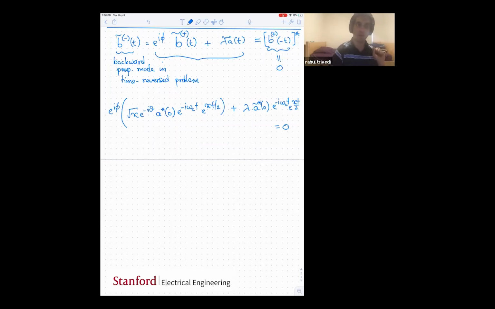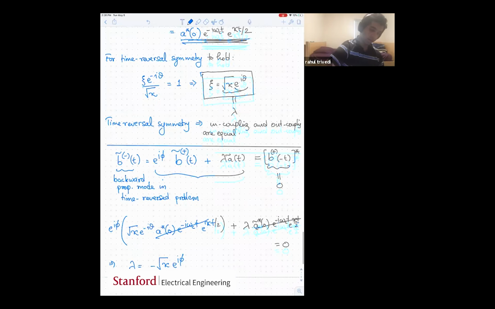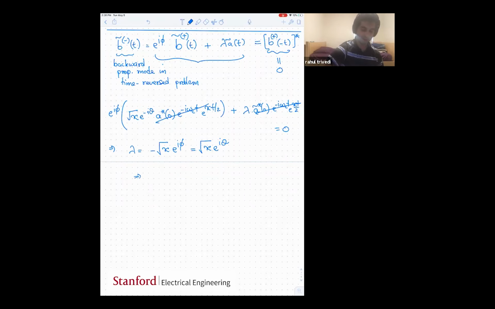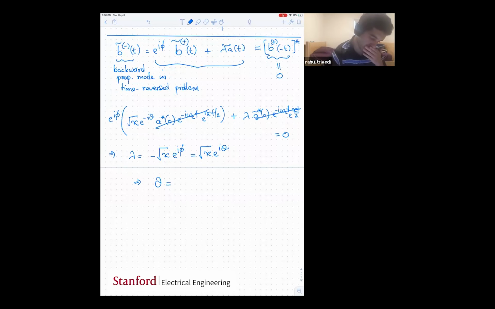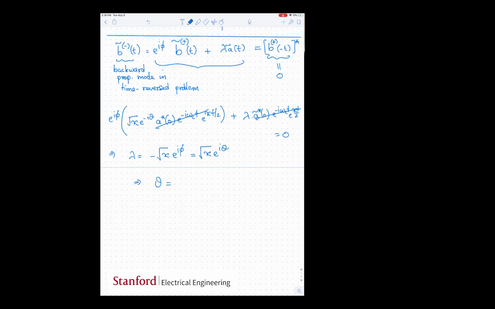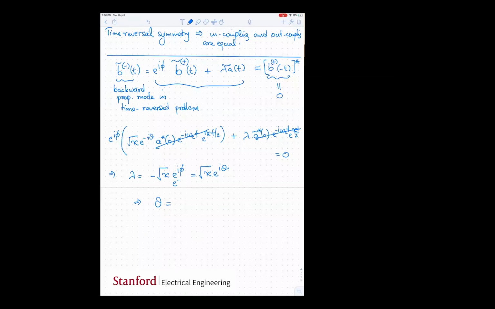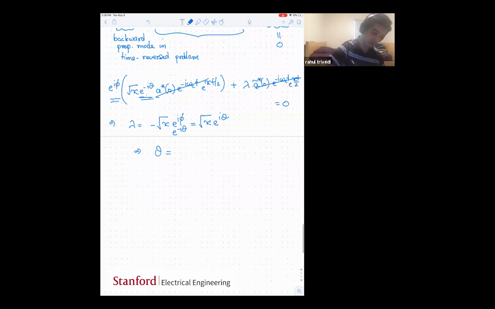We get another constraint on our coefficients. This just vanishes, and I get lambda is equal to minus square root of kappa times exponential i phi. And from here, we know that lambda is equal to square root of kappa exponential i theta. So this gives us a relationship between theta and phi. So theta you can choose to be equal to, sorry, I made a mistake somewhere. No, sorry, this is the square root of kappa times exponential minus i theta here. This into this is sitting here. Sorry, a simple algebra mistake. So this tells us that theta 2 is equal to pi by 2 plus phi by 2.